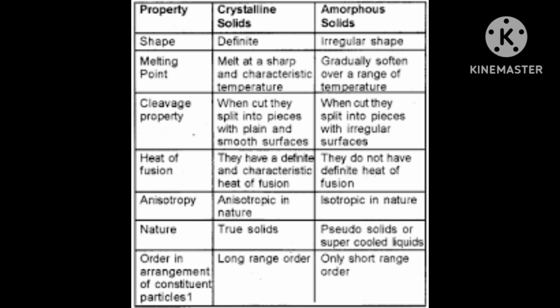Sodium chloride and quartz are typical examples of crystalline solids. Sodium chloride is NaCl and quartz is SiO2, silicon dioxide. These are examples of crystalline solids.